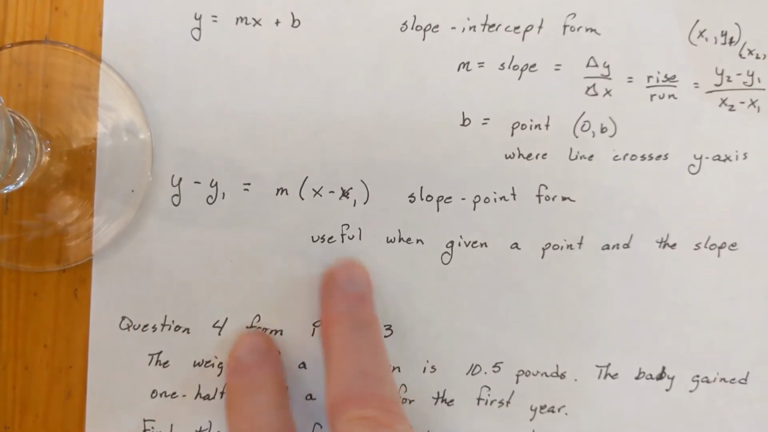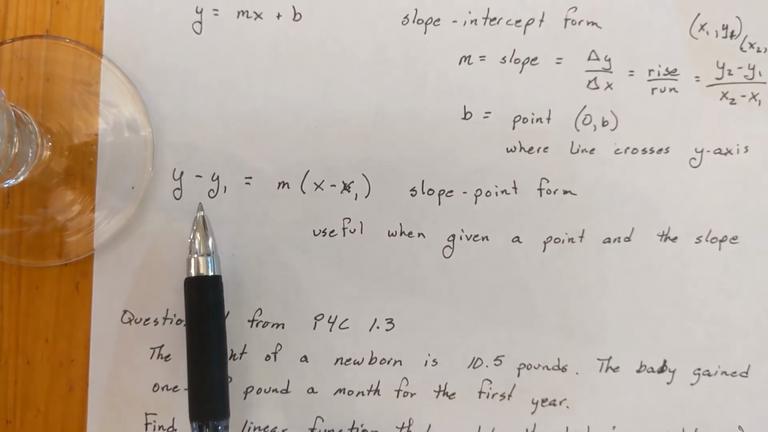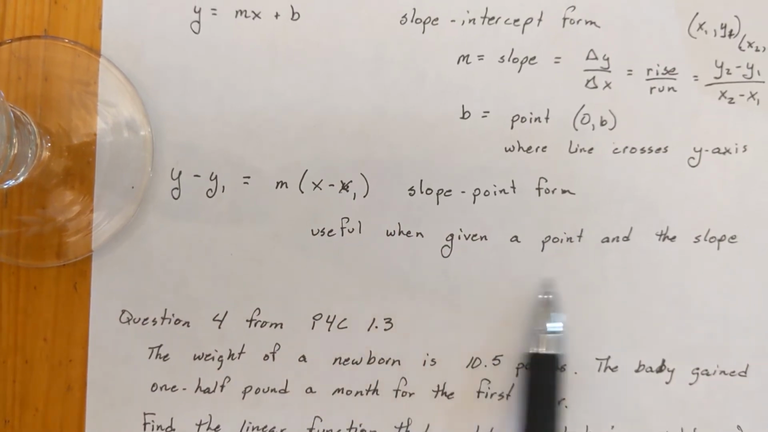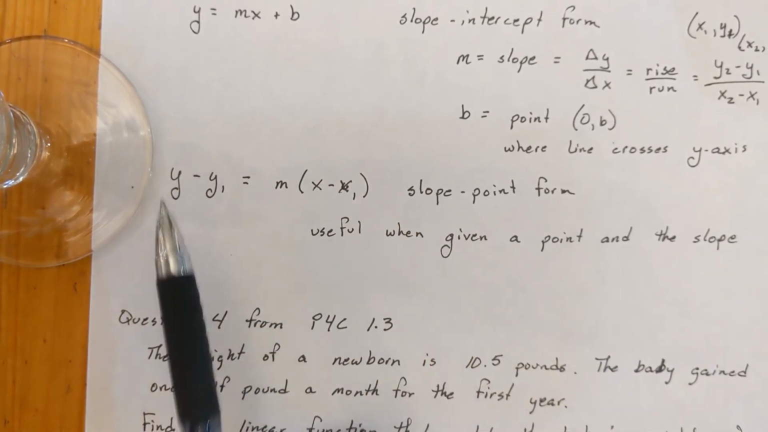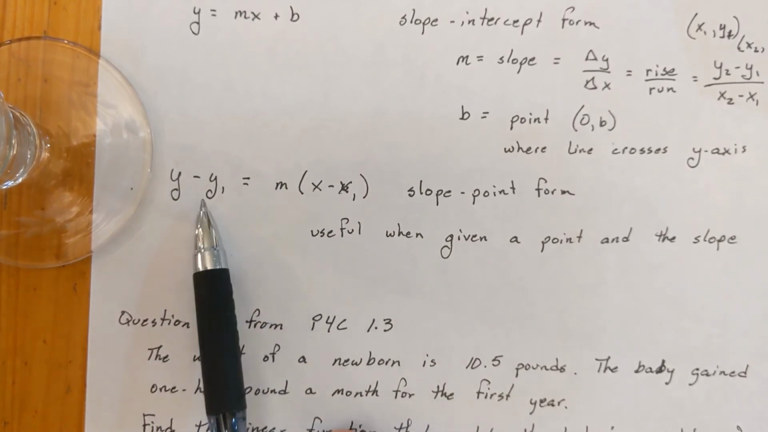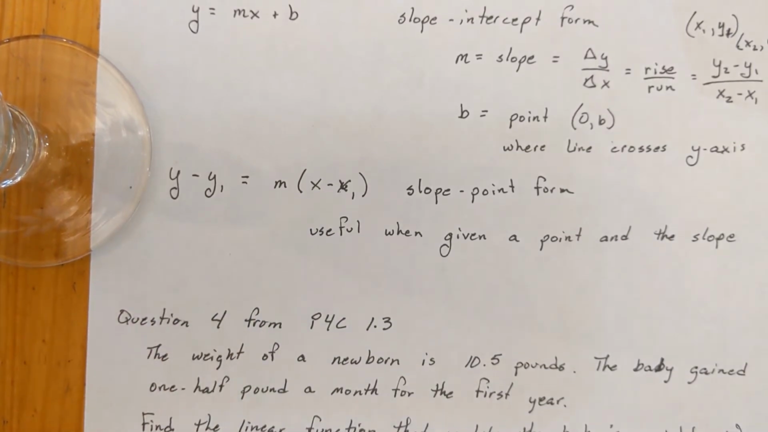And then point-slope form. Most students at this stage don't use the point-slope form very often, but this is useful if we're given a point and a slope. That's where it comes from. The slope is m, the point is x1, y1, and x and y are our general x and y variables.